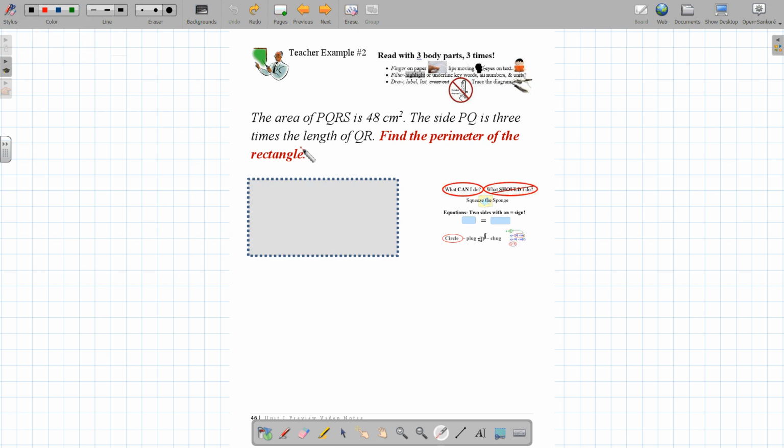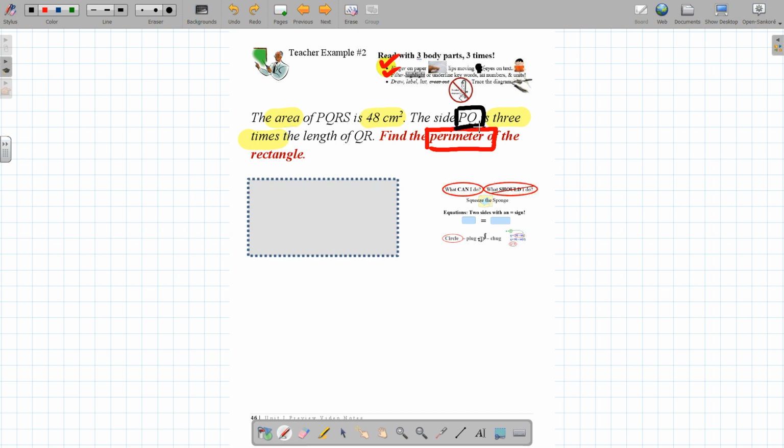Clockwise, not zigzag. And I label. PQ is 3 times the length of QR. We don't know QR, we'll call that X. That means PQ is going to be 3X. We are given the area. Let's shade the area. Always physically shade the area. Let's write down what we have. Area equals 48 centimeters squared. We ultimately want perimeter.